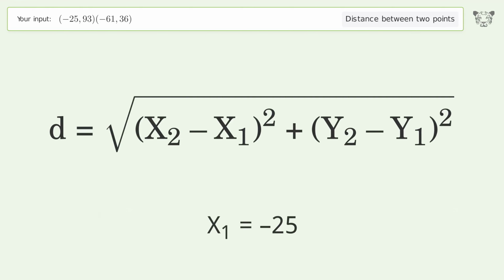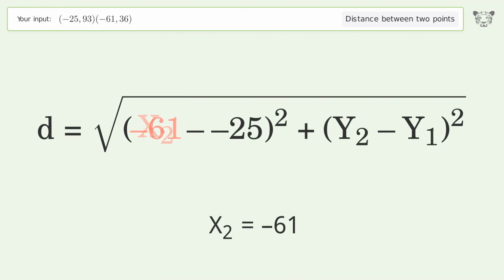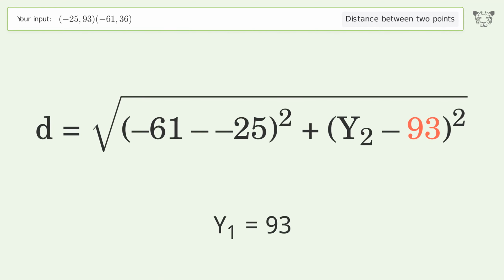x1 equals -25. x2 equals -61. y1 equals 93. y2 equals 36.